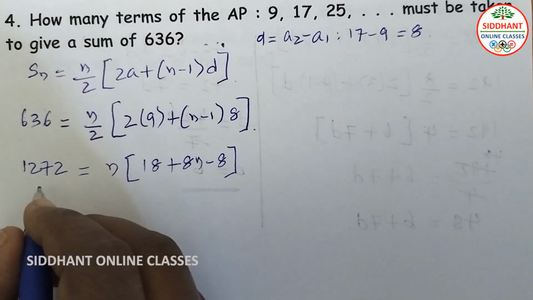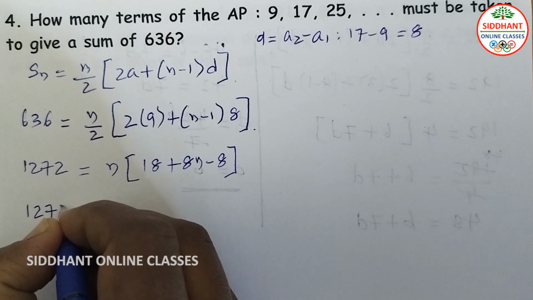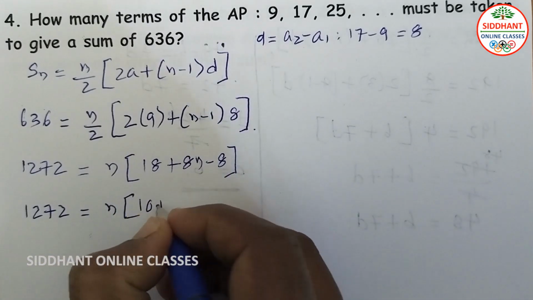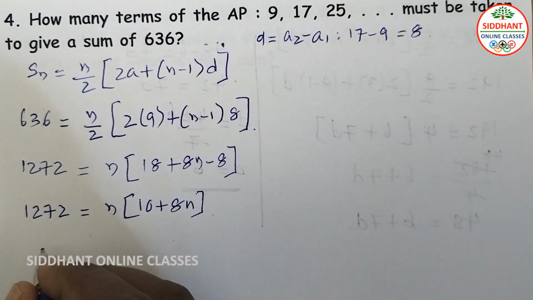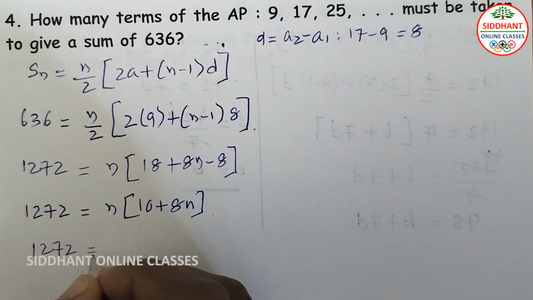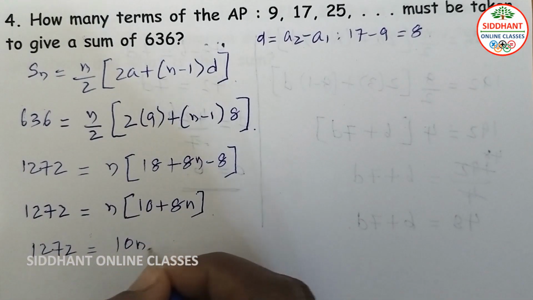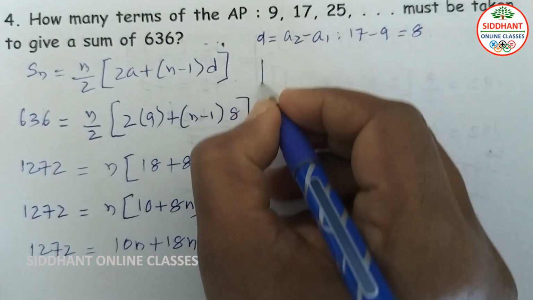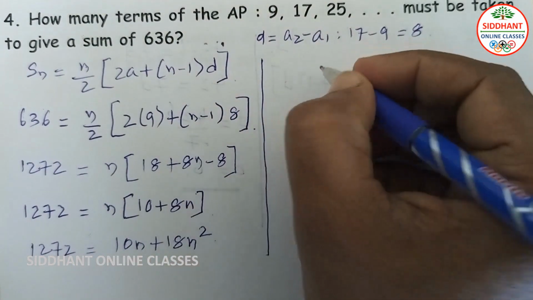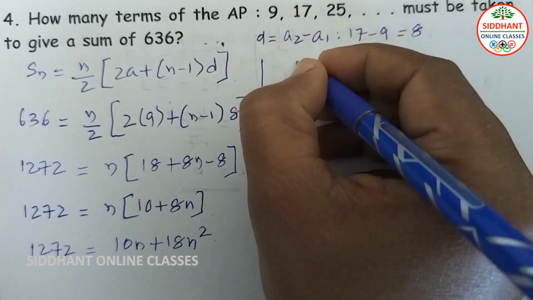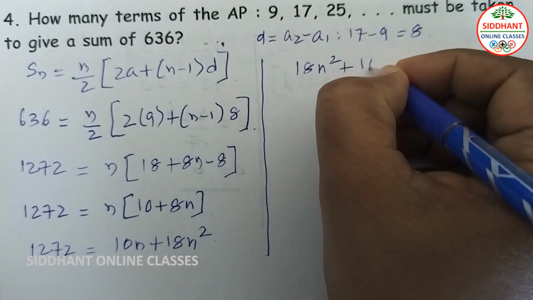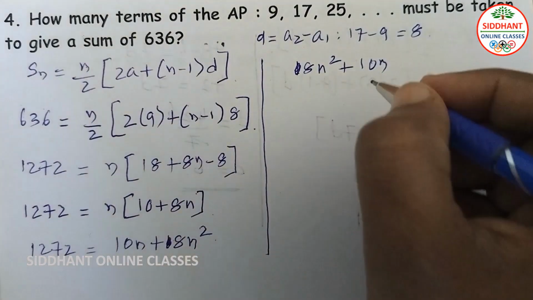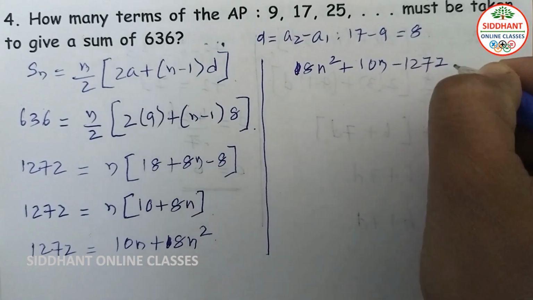So now, 1272 equals n into (18 − 8), that will be 10 + 8n. So 1272 equals 10n + 8n square. Moving to the right side, it is 8n square + 10n − 1272 = 0.